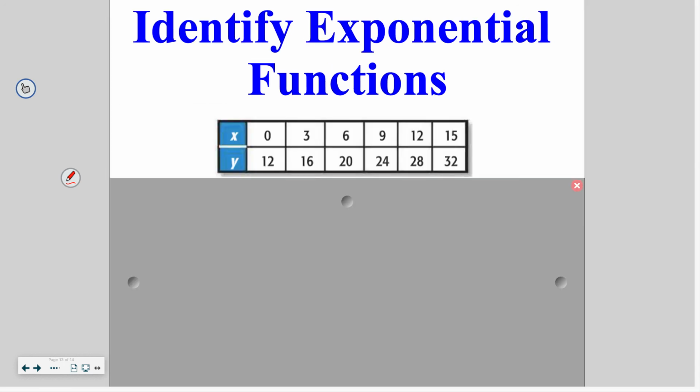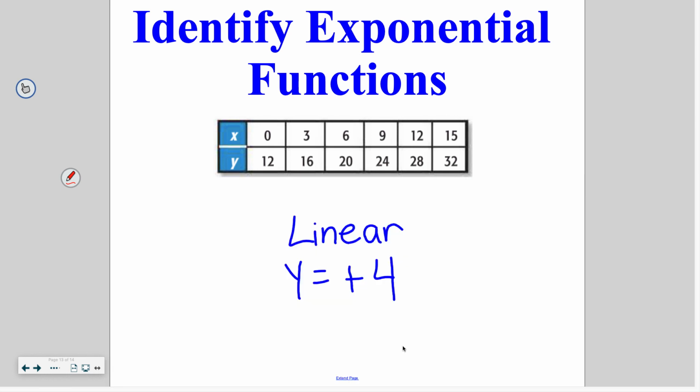Go ahead and try this one on your own. In this case, you have a constant ratio of adding 4 every time, so this is going to be a linear function. If you have questions about this or anything else from the lesson, please let me know when you get to class.